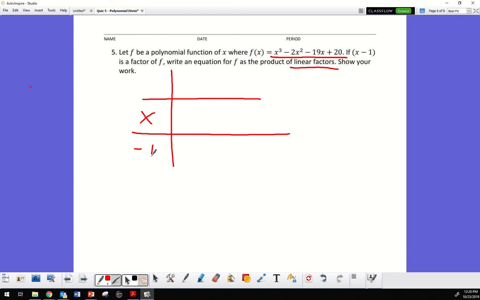So when I do this right here, I start off with my first term, which is x cubed. So what that means is I have to find out what my something is. So something times x is x cubed. X squared?